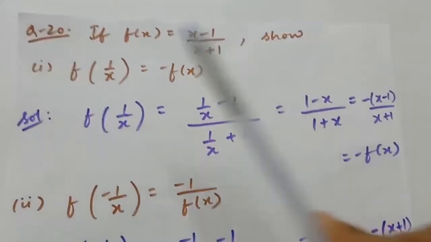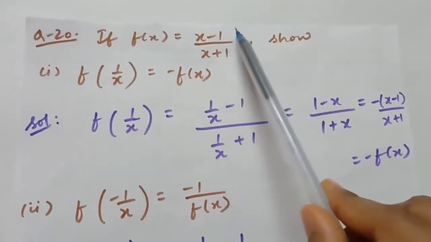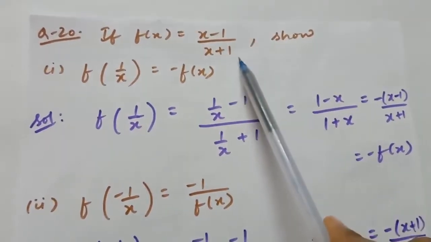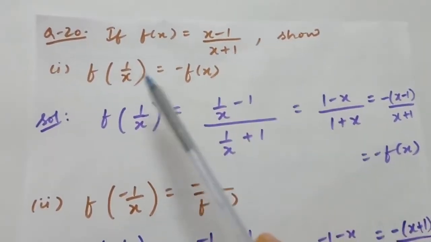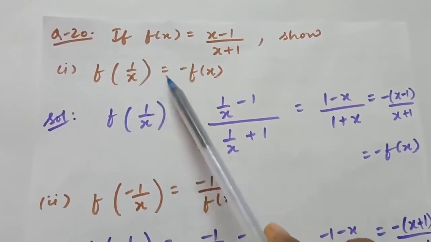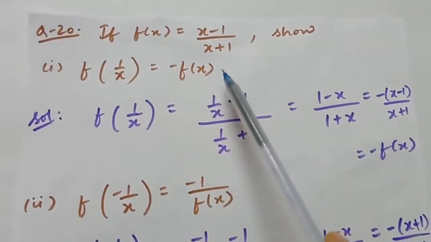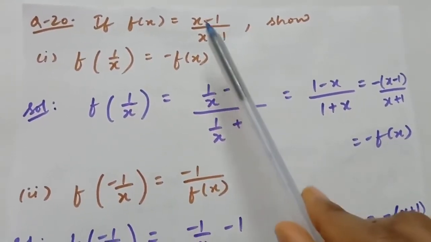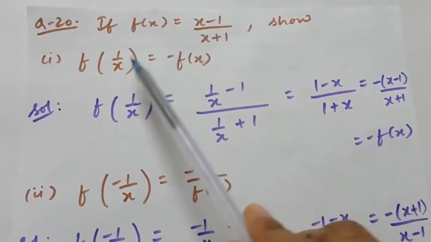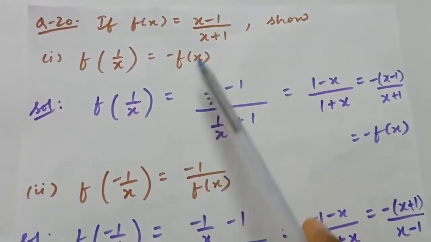Question number 20. If f(x) = (x - 1)/(x + 1), show f(1/x) = -f(x). So f(x) is already given. We have to show f(1/x) equal to this.